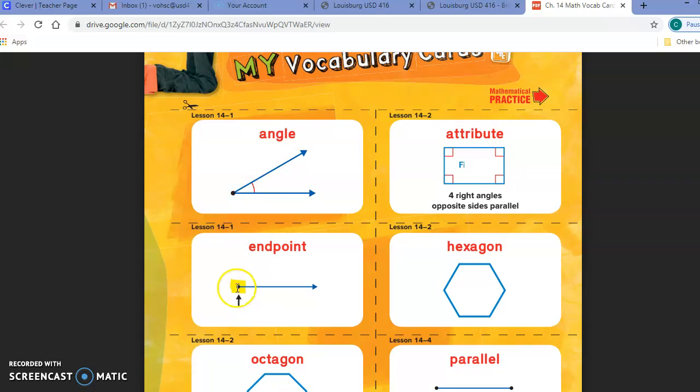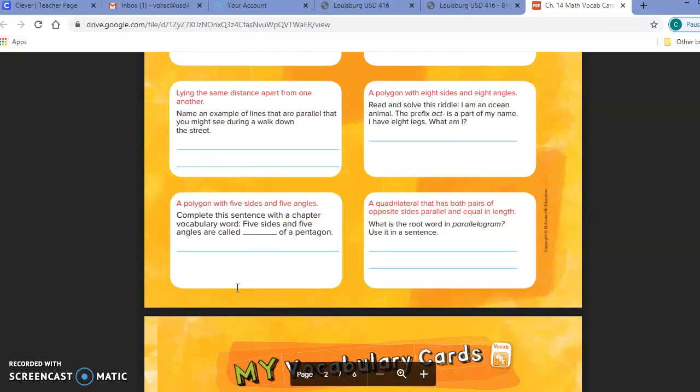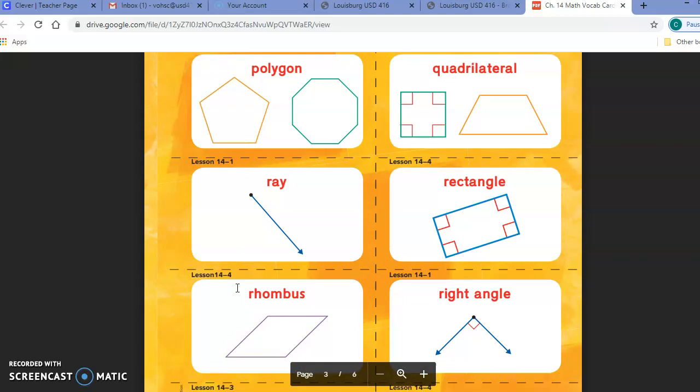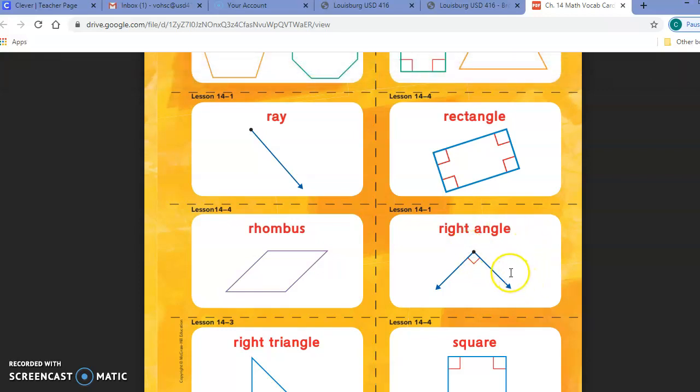An endpoint is right there at the end showing you it's the beginning of our ray. And we can also scroll down and find ray for you. They don't put them in order, so you kind of got to play around and look at them. Here is a ray. A ray is just part of a line with one endpoint to it. And then we can also look at, for 14.1 right here, a right angle. And a right angle is made when it has a 90-degree angle here in the corner, or it forms a square in the corner.